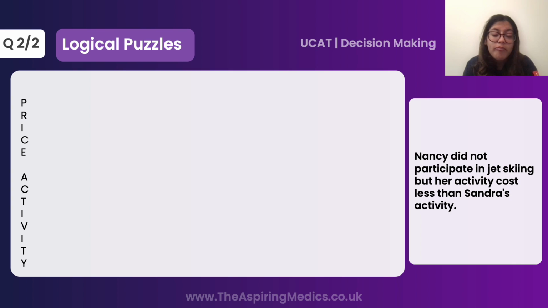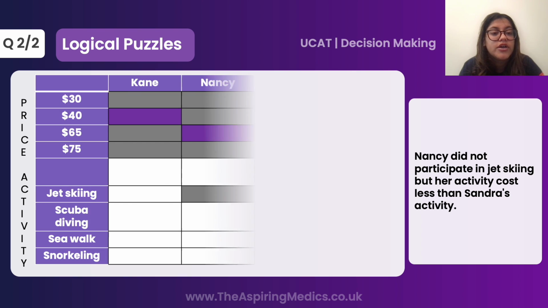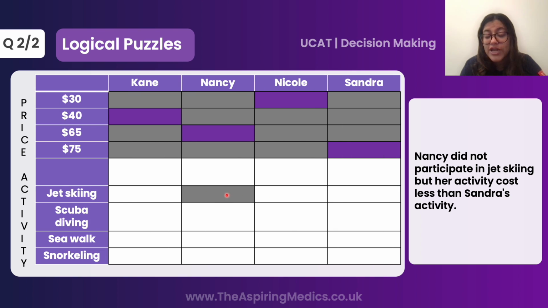Next, Nancy did not participate in jet skiing, but her activity cost less than Sandra's activity. So I've put a grey for Nancy for jet skiing because she did not participate in it, and we know that her activity cost less than Sandra's activity. Now, if you looked at the table previously, all we knew was that Nicole spent $30 and Kane spent $40. The two other options for prices were $65 and $75, and we know that Nancy's activity cost less than Sandra's, so surely that must mean that Nancy spent $65 on her activity and Sandra spent $75. So we actually have all of the prices there right now.